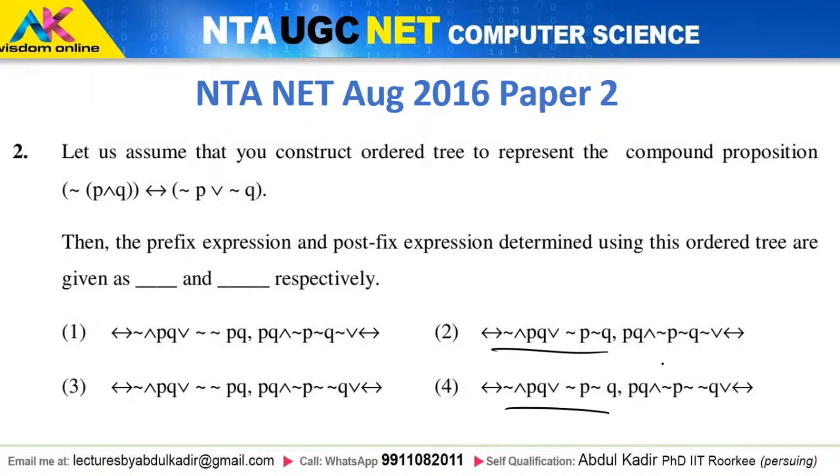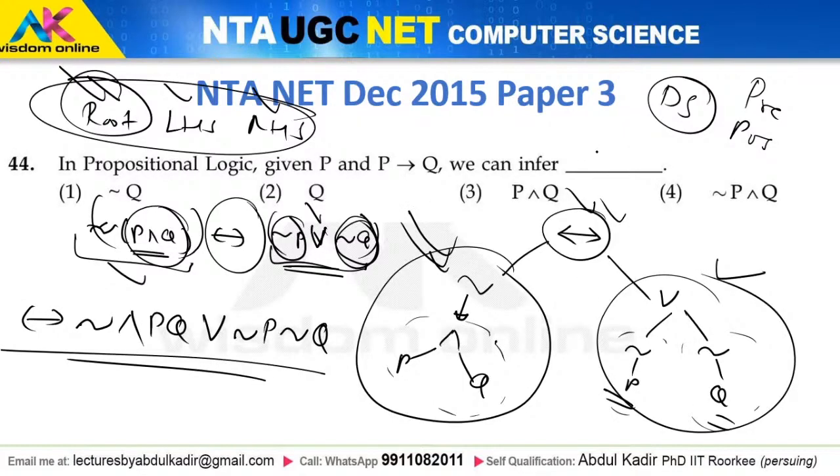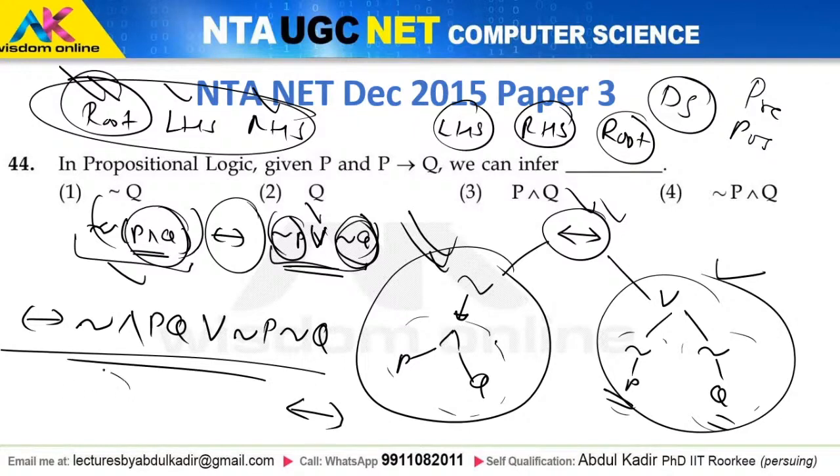Now let's write the post order. In post order we will basically do the opposite. We will write the root at the end. First we will do the LHS, then the RHS, and at the end the root node. First we will write the complete LHS, then the complete RHS. Now let's write the complete LHS.